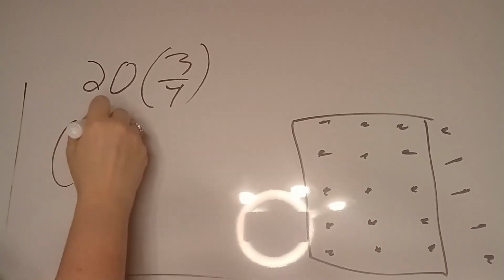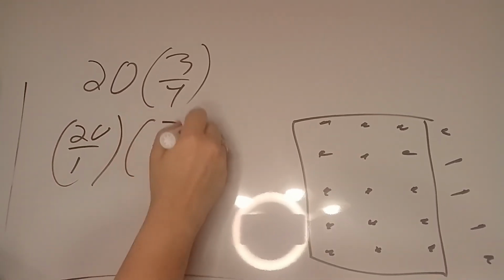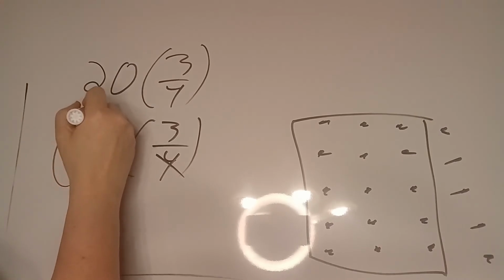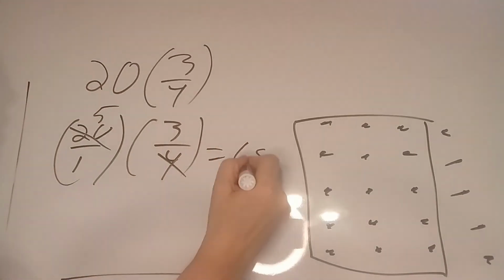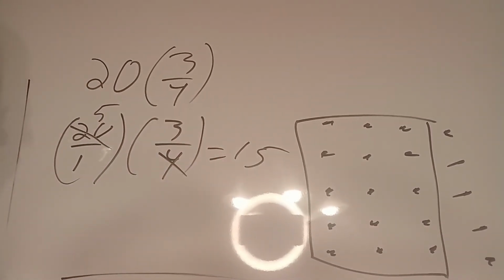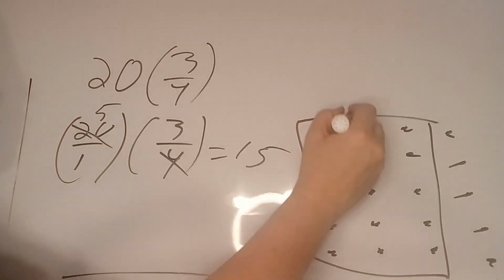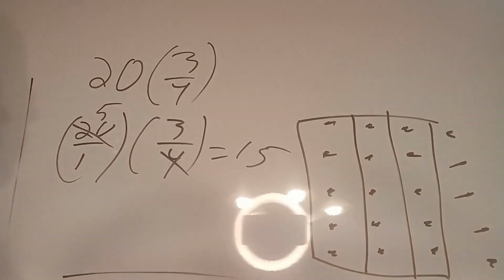20 over 1 times 3 over 4. We cancel out 4 here. We get 3 times 5 is 15. We know that this is 3 out of the 4.